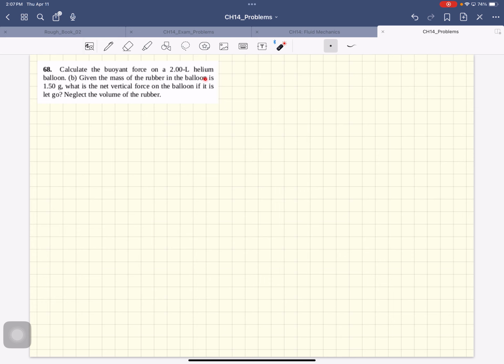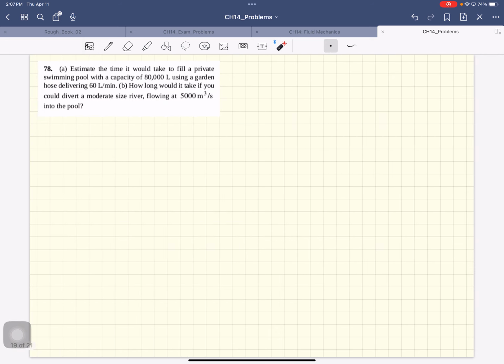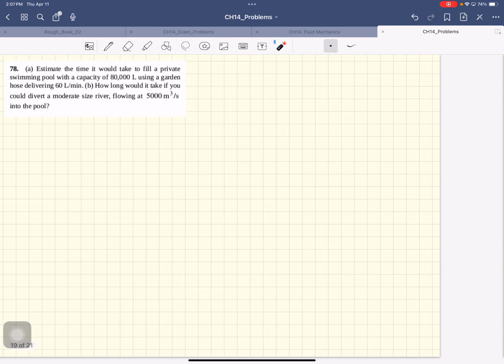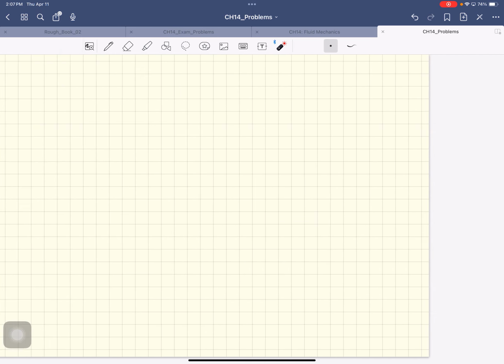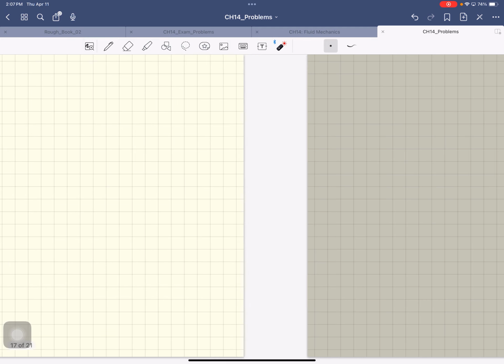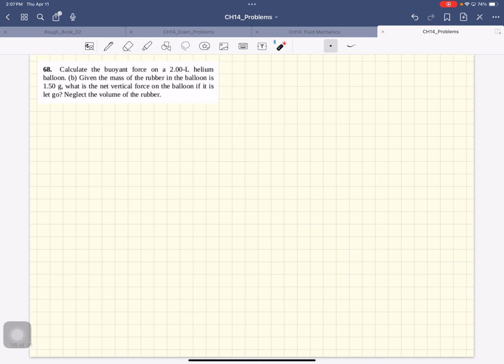Calculate the buoyant force on a 2-liter helium balloon, given the mass of the rubber in the balloon is 1.5 grams. What is the net vertical force on the balloon if you let go? Neglect the volume of the rubber. Okay, I will do 2 more problems, so we'll be done with this one.